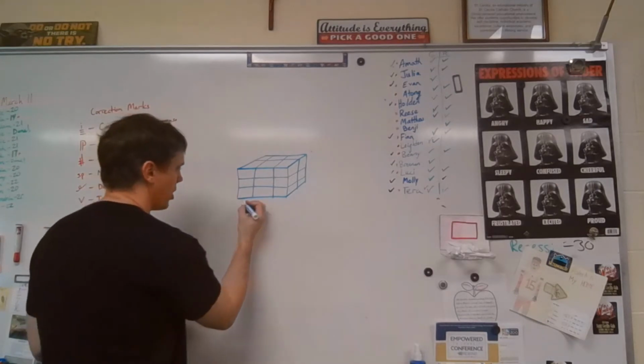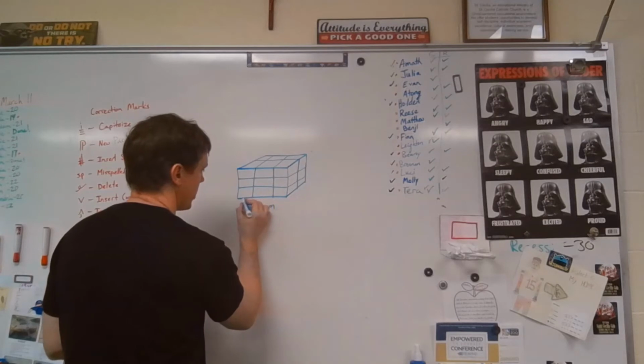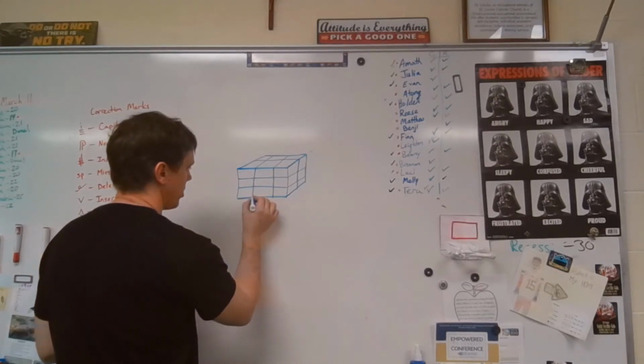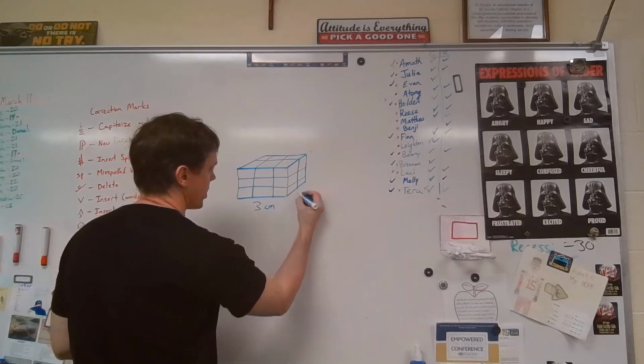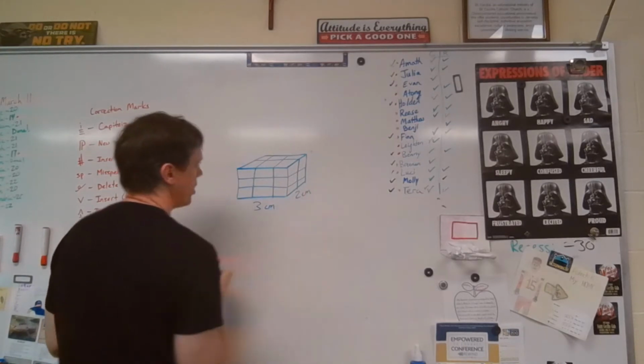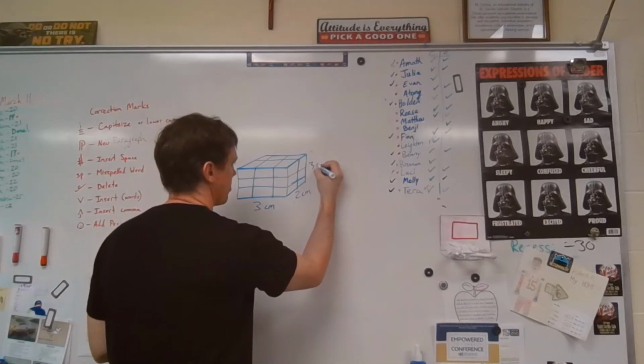All right, so if we say that this is 3 centimeters, each of these boxes is 1 centimeter, 1 centimeter, and then 1 centimeter going back. So here we have 2 centimeters. And then we need to know the height, which is, of course, 3 centimeters.